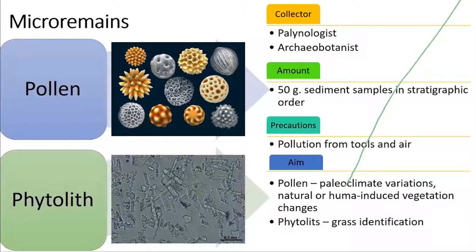And as I already said, pollens are really good for paleoclimate variations, if you would like to know about paleoclimate variations, and natural and human-induced vegetation changes. But phytoliths are also good for grass identification.